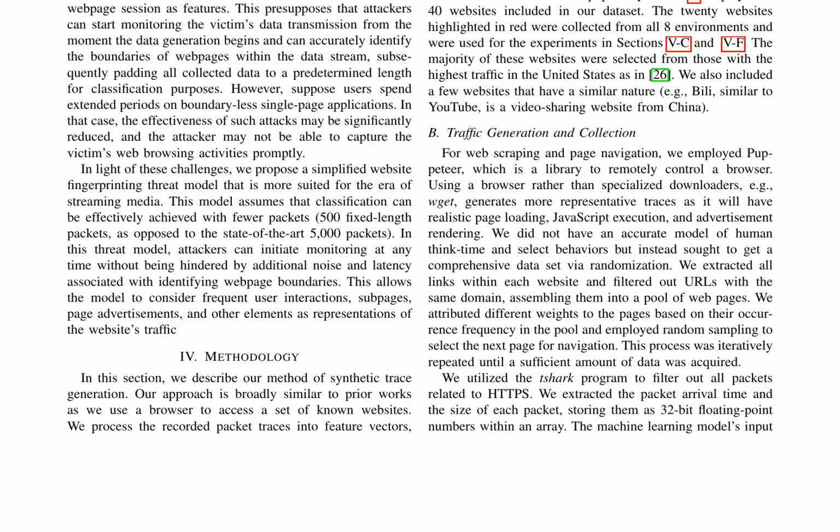Machine learning model input features are extracted from packet arrival time and size, stored as 32-bit floating-point numbers within an array. The model structure is altered to support domain adaptation, and a pre-training and fine-tuning approach is employed.